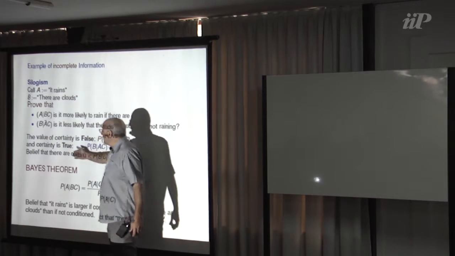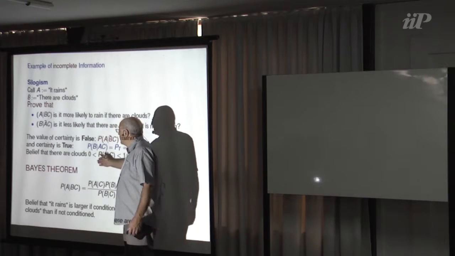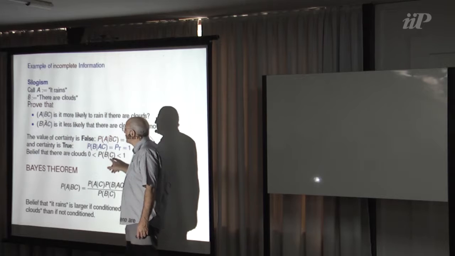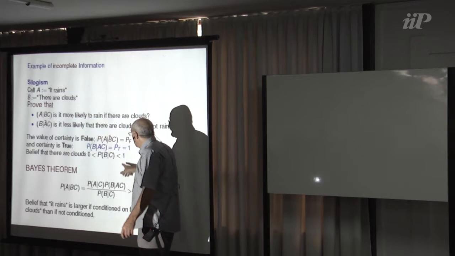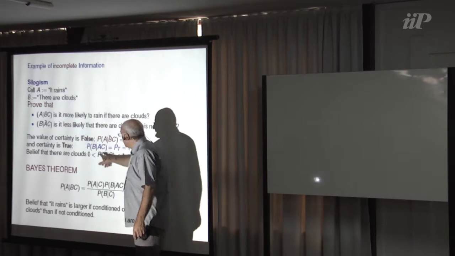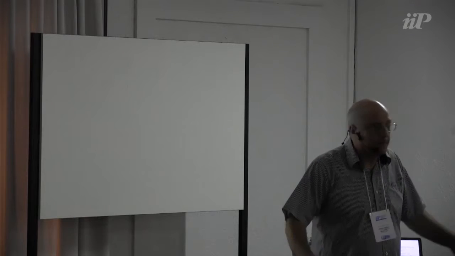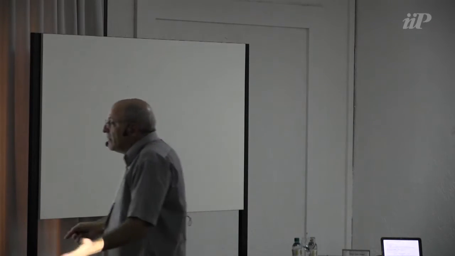And then, what is my belief that there are clouds? This is P of there are clouds, given C. This is all my knowledge about climate, and this is between 0 and 1. Sometimes there are clouds, sometimes there are no clouds. It's some number between 0 and 1. In my order of beliefs, I have 0 that there are never clouds, 1 that there are always clouds, but I know I'm in the middle. It's something in between.